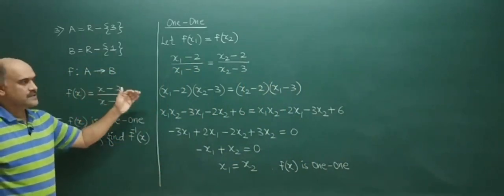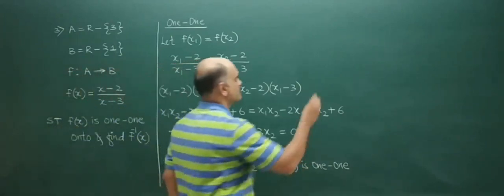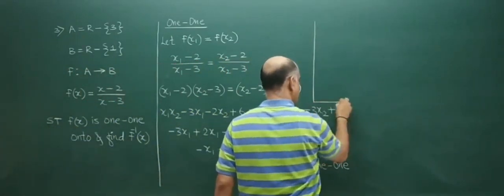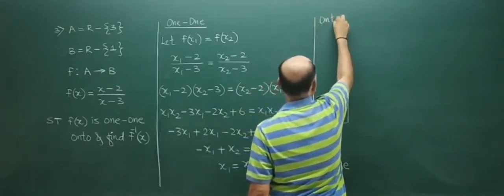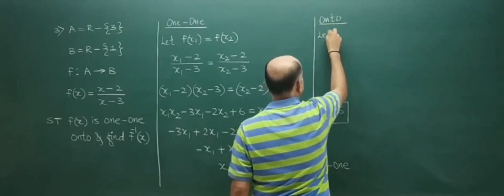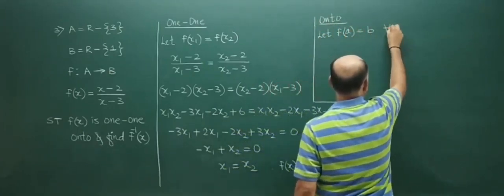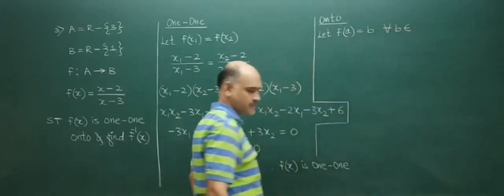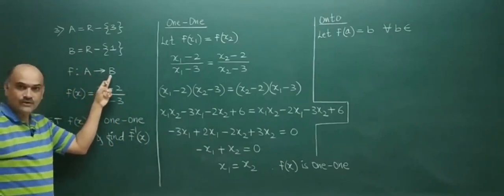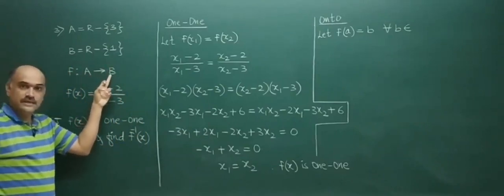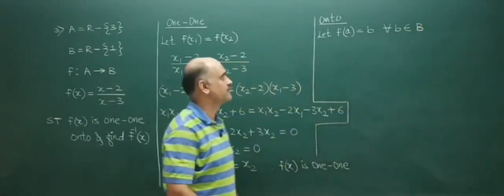Now similarly I will take onto. So for onto, what do we have as the condition? Let f of a is equal to b, for all values of b belongs to the second set. The function is defined from A to B, so b should be in this second set, that is b belongs to capital B.